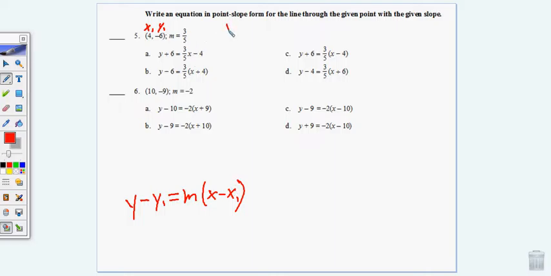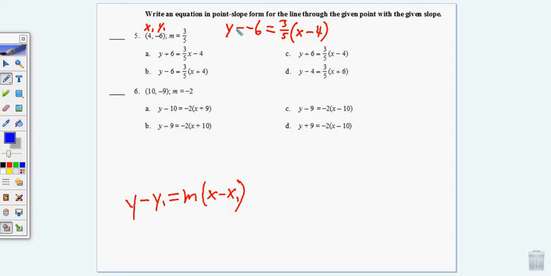Alright, let's try it. So y minus, what is my y1? It's a -6, equals m, which is my slope, so that's 3/5. And then we have x minus 4. Awesome. So we plugged it in. Now we just need to figure out which one of these works best.